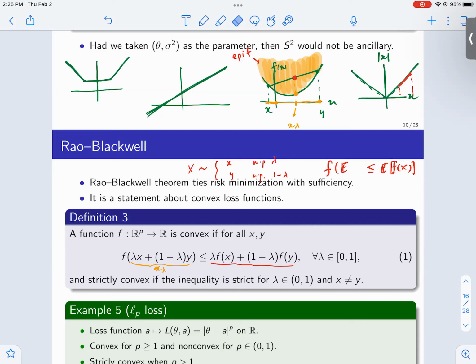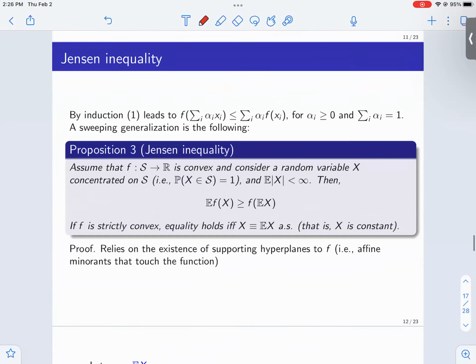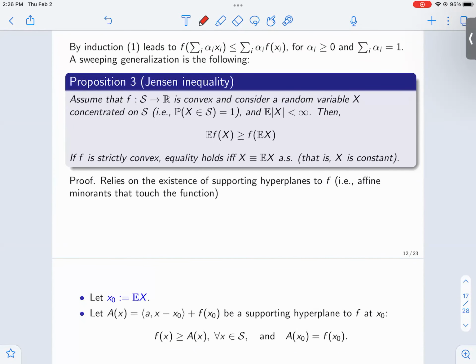By induction, for example, you can extend it to the case where x takes not two values but k values, but then you can also extend it beyond. It's a very natural way of extending this result, and you can actually prove it rather easily without induction. I'm going to mention the proof. So this is the formal statement.